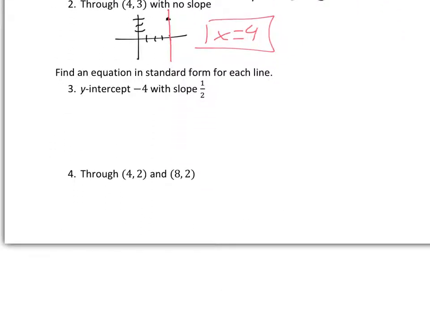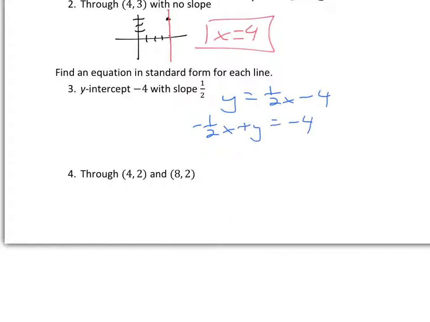Now, we're going to turn them into standard form. Our a, the leading coefficient for the x, is going to have to be positive and an integer. So for this one, I give you the y-intercept, and I give you the slope. So you can automatically write it in slope-intercept form. y equals 1/2 x minus 4. Subtract the 1/2 x over. Minus 1/2 x plus y equals -4.